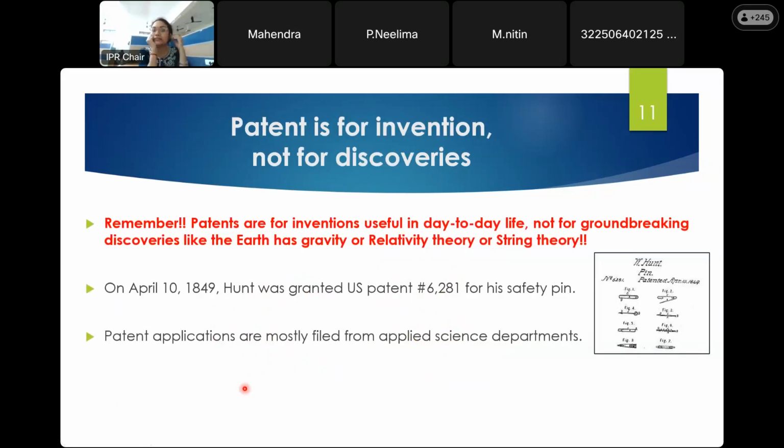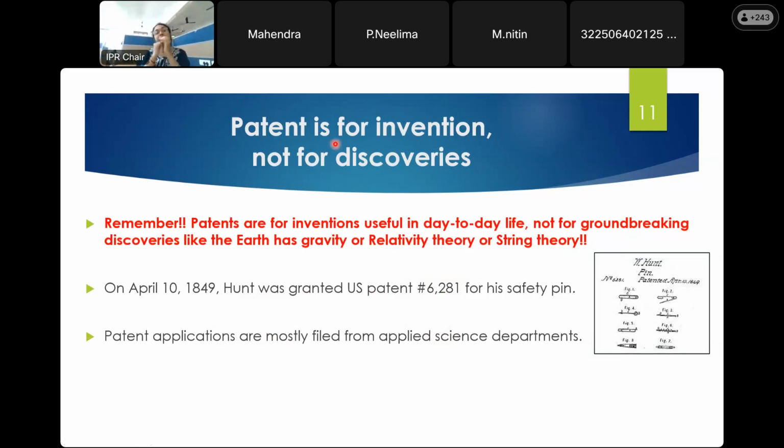So a patent is for invention, not for discoveries. This line also you have to remember. Yeah, I'll give one question also from here. A patent is for discovery, true or false. So everybody, whoever is sleeping right now, they will say a patent is for discovery. They will put true, they will get 0 marks. So remember, a patent is for invention, not for discoveries.